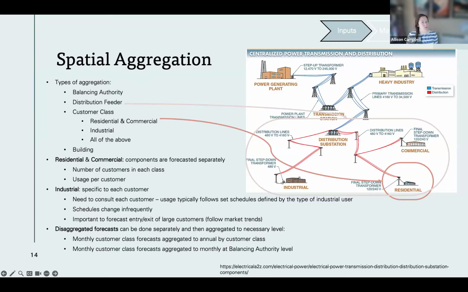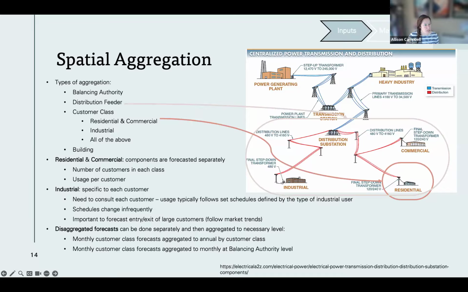But if we want to just forecast the loads of an individual customer class, perhaps we just want to forecast the residential customers, then we are only considering those individual customers. And below that, we could be considering residential and commercial separately. So we could look at the number of customers in each class or the usage even per customer.